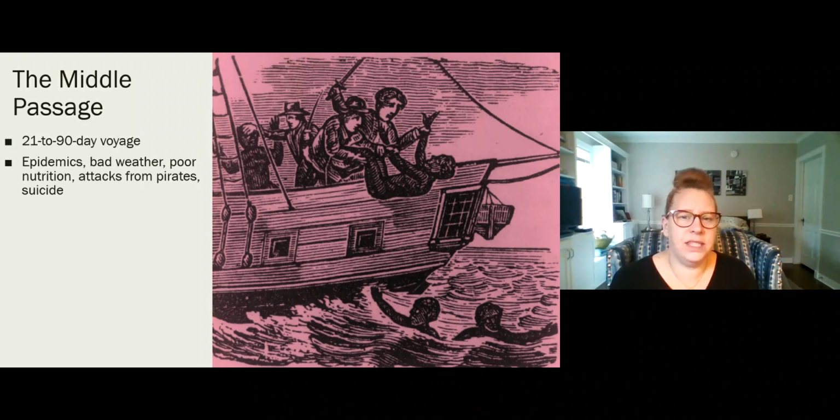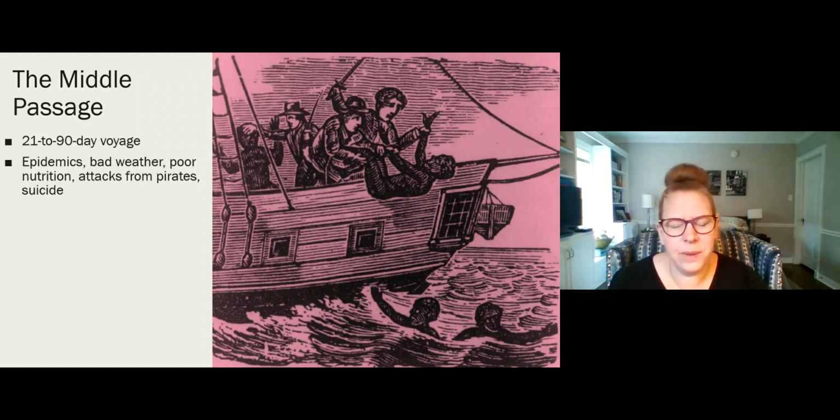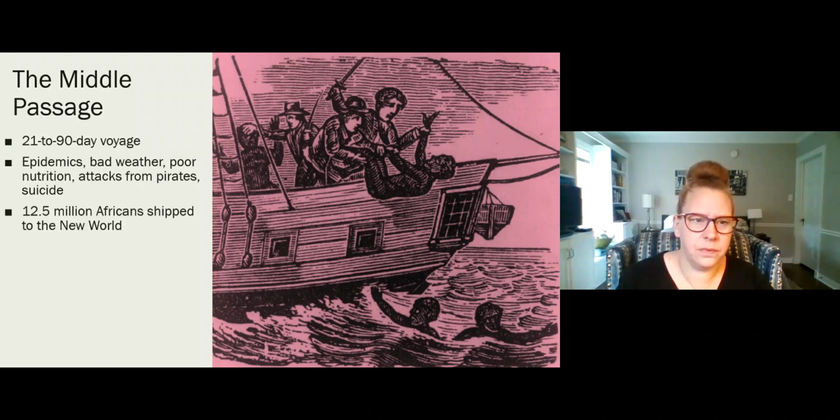Of course, you had outbreaks of disease among everybody on the ship. Terrible weather. You'd run into hurricanes. Poor nutrition. Do you think they packed good food for these people? Pirates, right? Because humans are extremely valuable. A slave was essentially as valuable as a new car is today. So you had to deal with pirates and suicide. A lot of people were thrown off the boats. A lot of people jumped off the boats. There's stories of sharks following these ships across the ocean because they would feed on the corpses.